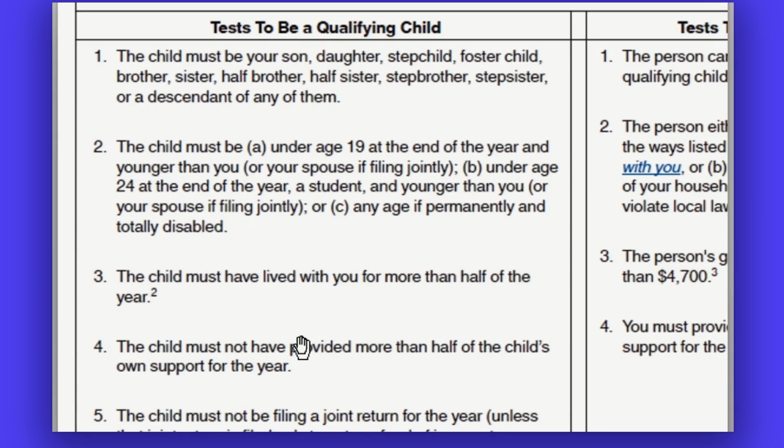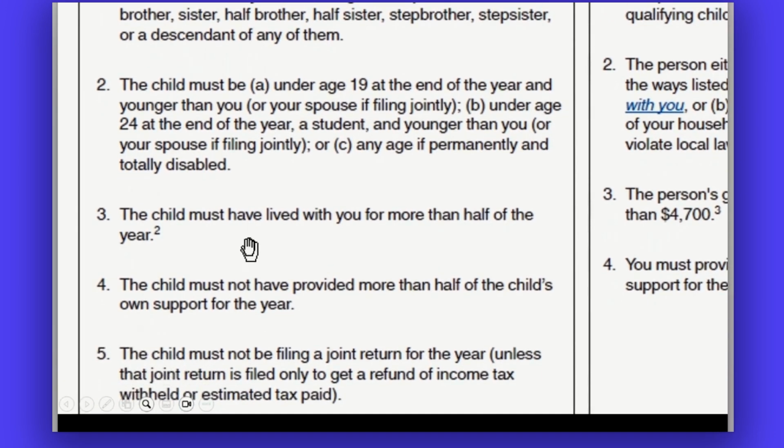And then you've got these other subtleties that could come into play. The next rule is they must have lived with you for more than half the year. And again, we don't count temporary absences against them. The next rule is the child must not have provided more than half of the child's own support for the year. Okay? They cannot have provided more than half of their own support. And the last is they must not be filing a joint tax return. Again, there is that exception unless they're only filing to get a refund of amounts paid in. But the general rule is they can't be filing a joint tax return.